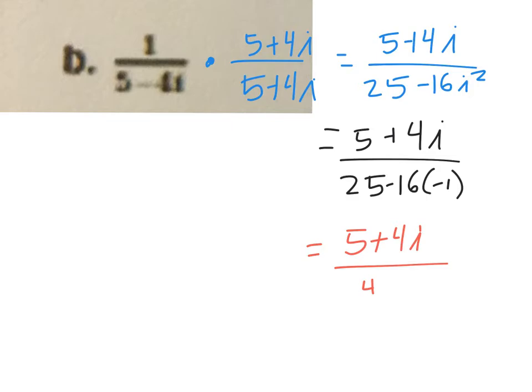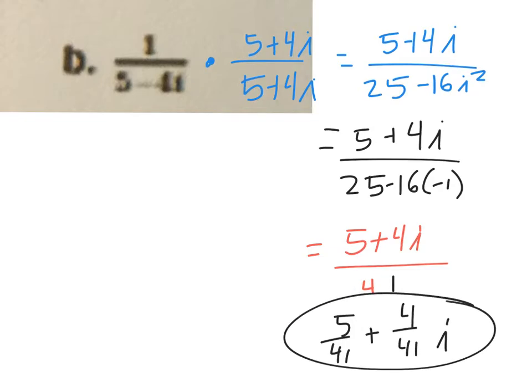Is it not 41? 41. Yeah, 41. It was a test. It was testing us, yeah. You passed, Kelsey. Way to go, nerd. Yeah. So that's going to be 5 over 41 plus 4 over 41 i, just like I said the first time.